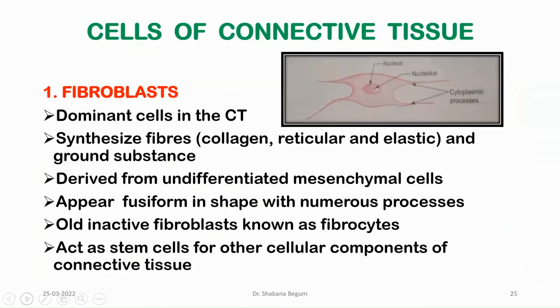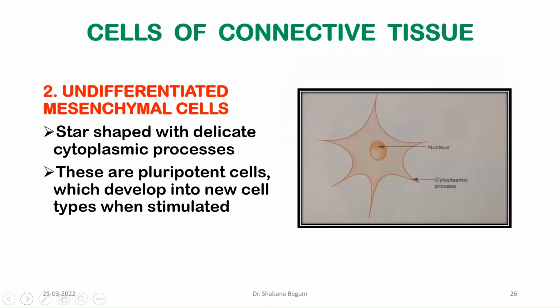First is the fibroblasts. Now, the fibroblasts are the most important and the dominant cells of the connective tissue. They synthesize the fibers, that is the collagen, reticular, and the elastic fibers, as well as the ground substance. It is derived from the undifferentiated mesenchymal cells. And what is the shape? They are fusiform in shape with numerous processes. They will act as stem cells for the other cellular components of the connective tissue.